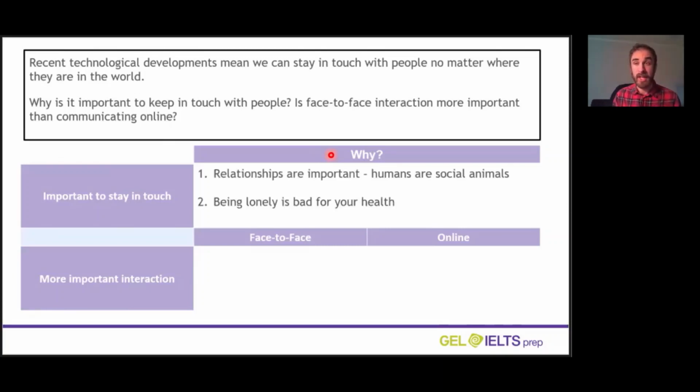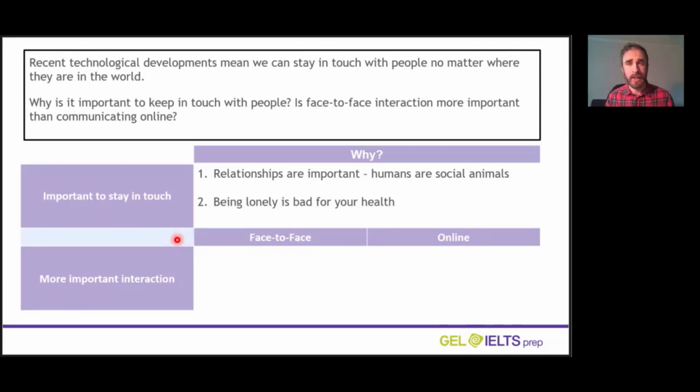First of all, I think relationships are important. Humans are social animals. We need that connection. Another idea, being lonely can be very bad for your health. It can cause psychological problems or even physical problems. There are a few other ideas, but I like these, so I'm going to put these as my main points of my first paragraph.